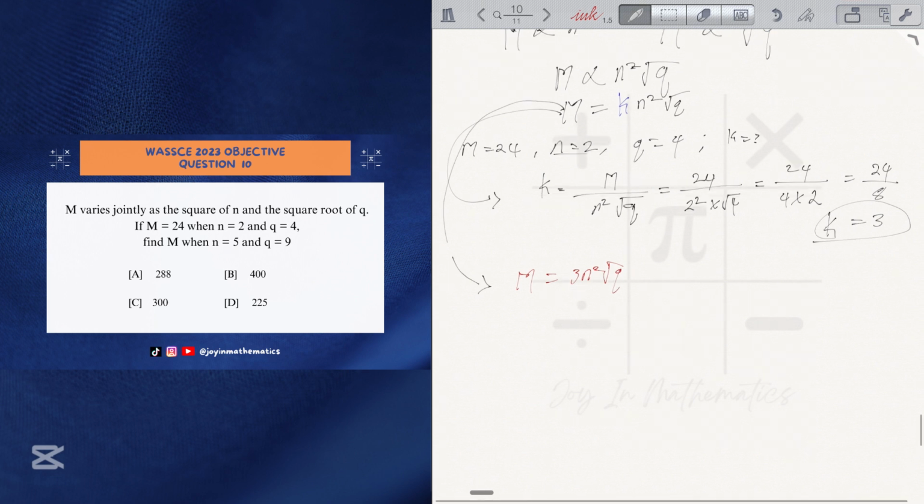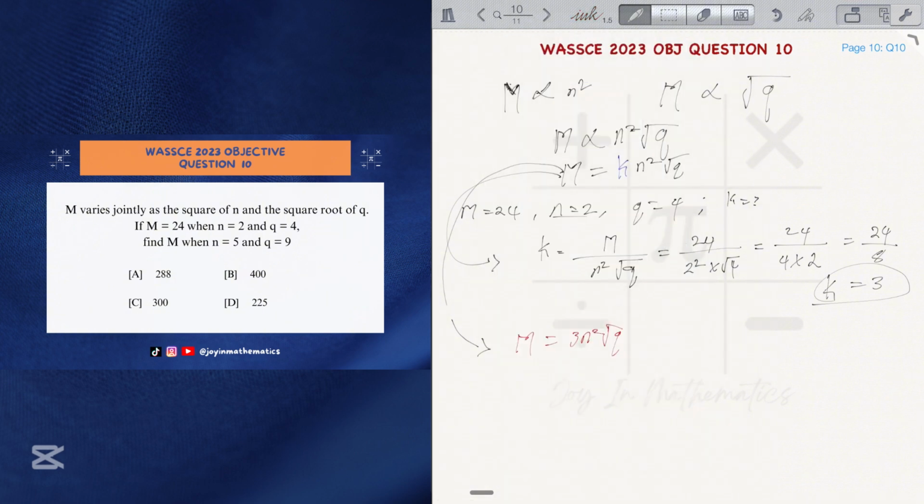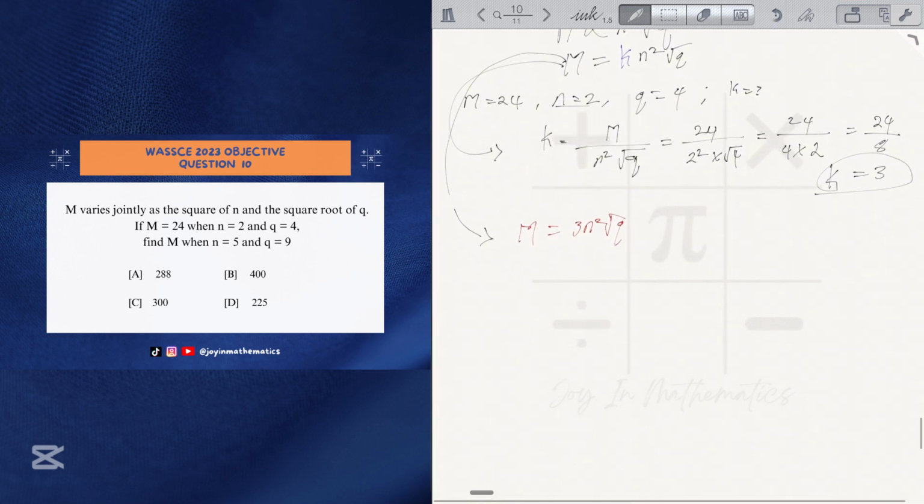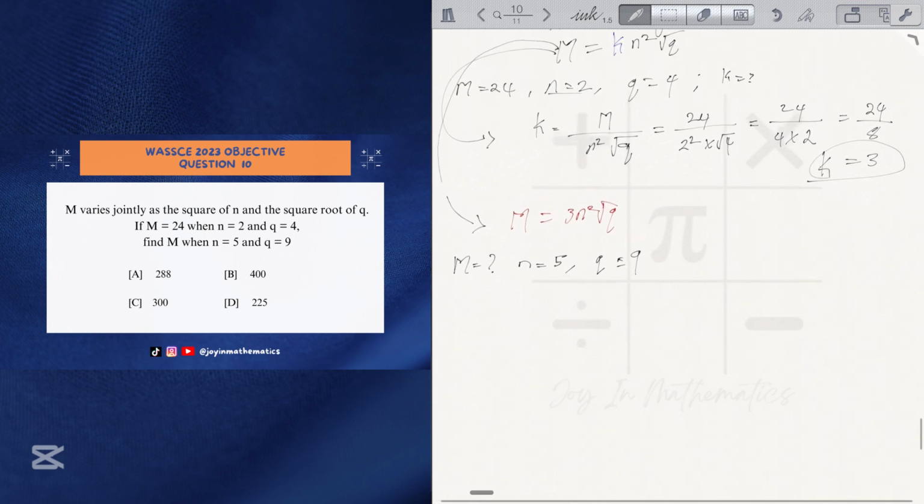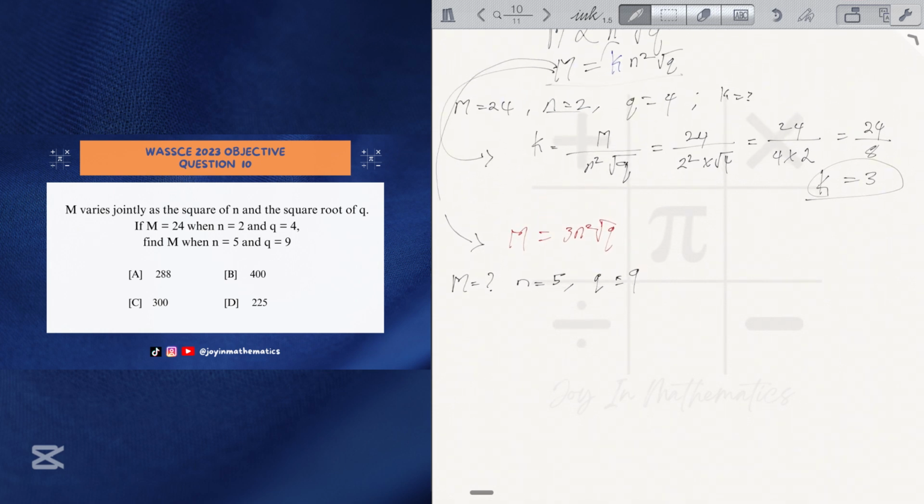Now let's recall. This is the first line of the question that says m varies jointly as the square of n and the square root of q. This is the second line of the question: if m is equal to 24, n is equal to 2, q is equal to 4, we found the value of k. Now, the third line of the question is find m, that means m is what, when n is equal to 5 and q is equal to 9. We cannot use the earlier formula because we do not know the value of k, but we found the value of k, and we have this expression now.